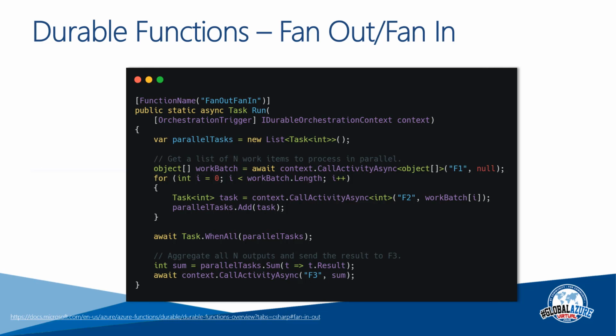When the for loop is done, it will do a task.whenAll. Here it will wait for F2 to process all of the work, and once it's done, it is able to get the results. In this case, it then calls F3 with the sum of the results. So it's a little bit more code, but as you can see, I would think it's fairly easy to follow here. And it's a lot easier than if you were to do this yourself.